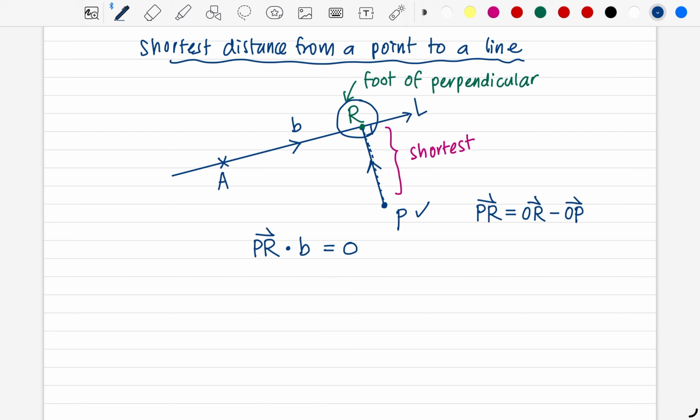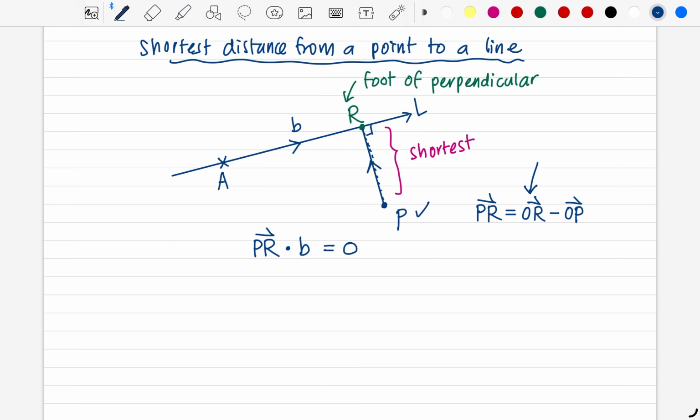But because point R lies on the line L, therefore we can represent OR using the general point of the line. That means we can rewrite the equation of the line in the general position, so we call that point R. If you recall, if we know the value of lambda, then we will know a certain point on the line. I discussed in the previous video that if lambda is 0, it refers to point A.